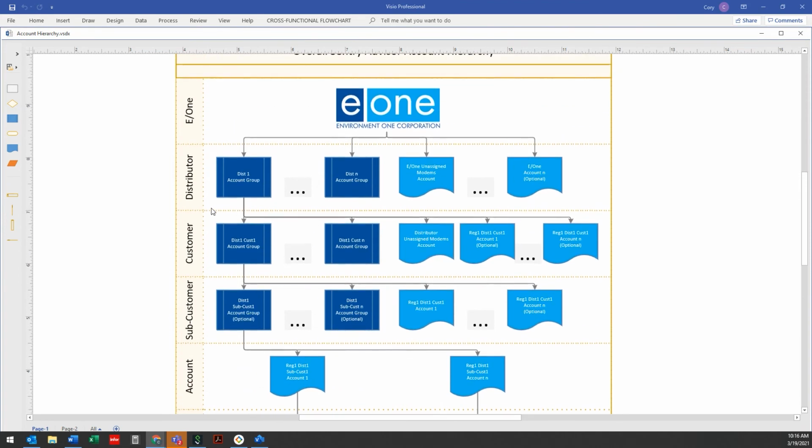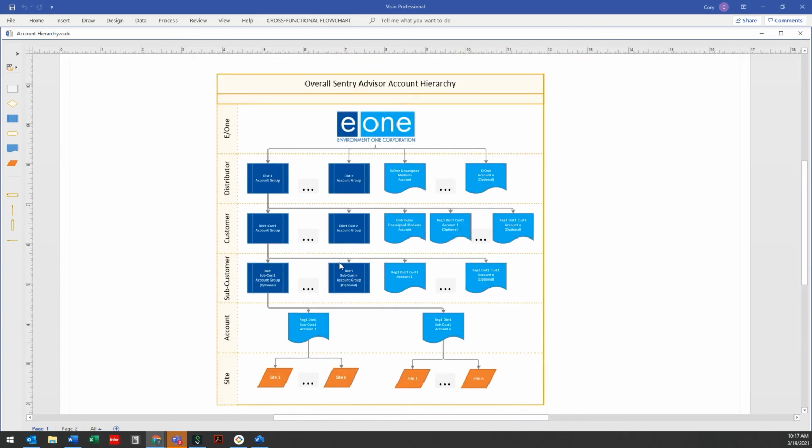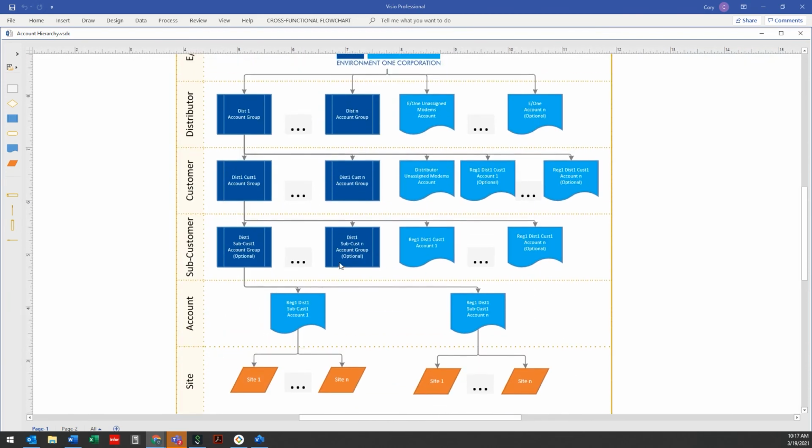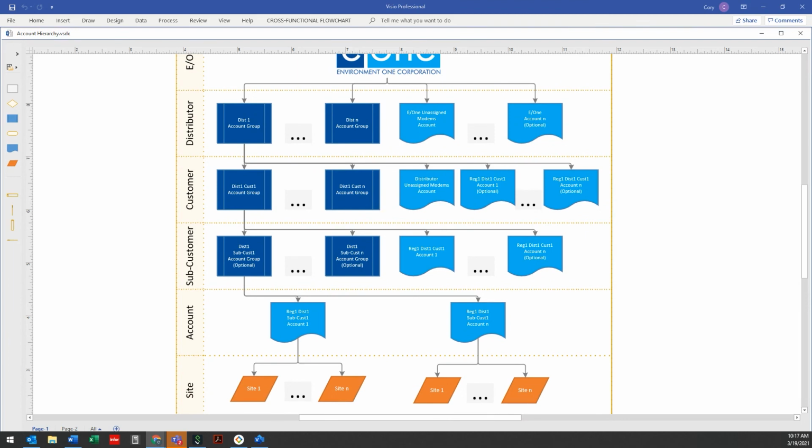And ultimately, at the distributor level and even the E1 level, as the flow follows up the tree, anybody at this level can see everything below them. So a distributor is able to see every customer account that's below them, and so on and so on. So that's kind of the top-level view of the account structure of how the Advisor is laid out. But with that structure, it should be very easy to organize and arrange and have an easily navigable account structure for your population of grinder pumps.